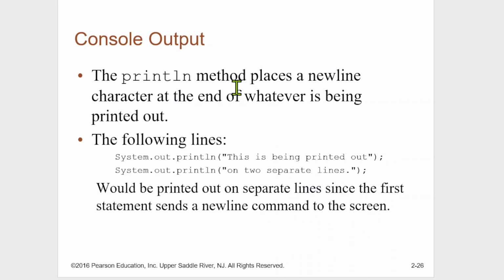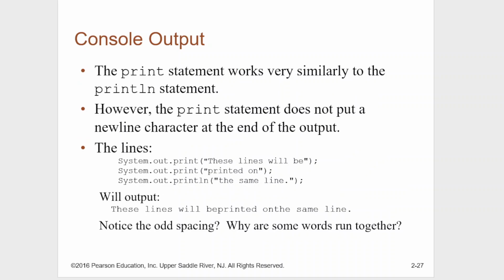The println method places a new line character at the end of whatever is being printed out. The following lines will be printed out on two separate lines, since the first statement sends a new line, basically sends an enter command, so you hop to the next line. Enter or carriage return, we used to call it.